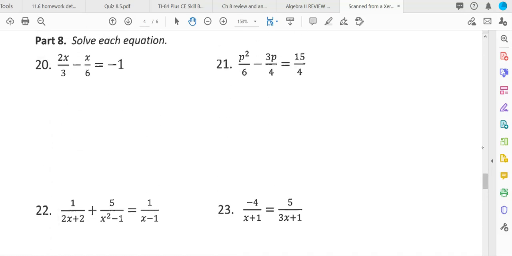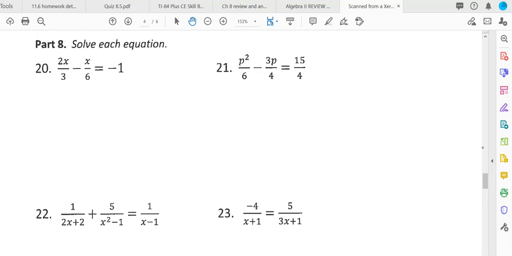We're almost there. Okay. So this one needs, just get rid of everything by multiplying by the common denominator of 6. So distribute that. 6 over 3 is 2, so that'd be 4x, minus 6 over 6 is just 1, so that's x. And this is -6. It's easy. 3x equals -6, so x equals -2.